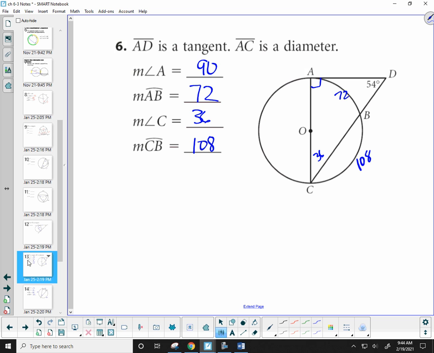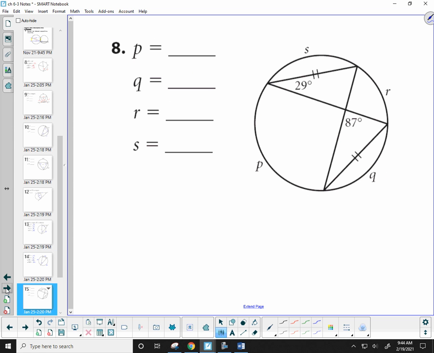Good. All right, number 8. Number 8's a good one. So notice that this angle here and this angle here are both inscribed angles that open up to arc R. So those two angles are going to have to be congruent. So I know this also has to be 29 degrees. That makes my arc twice that value, or 58 degrees.